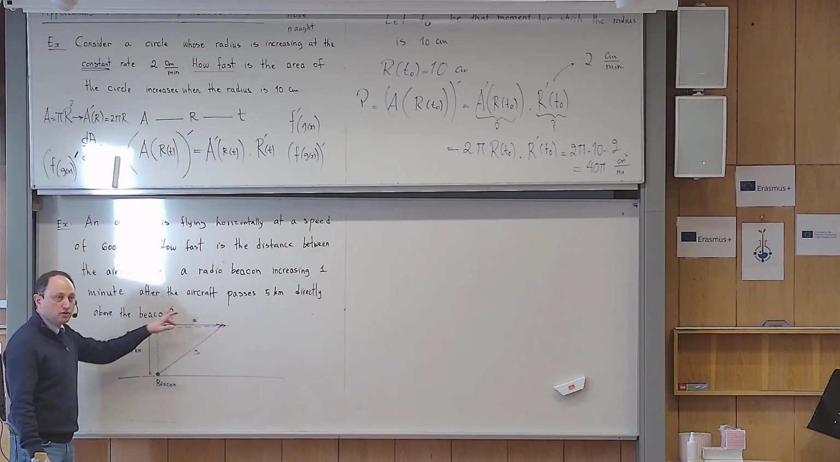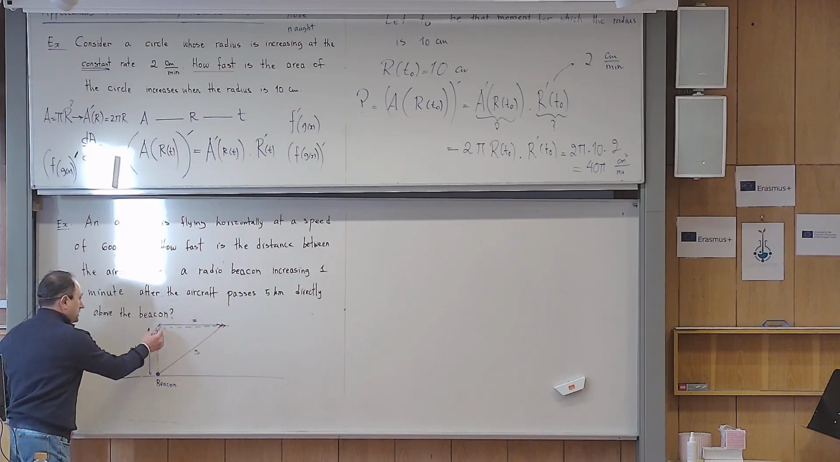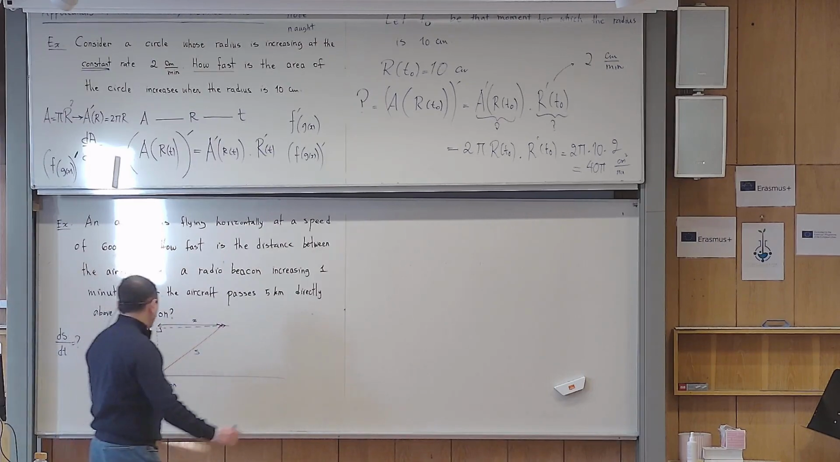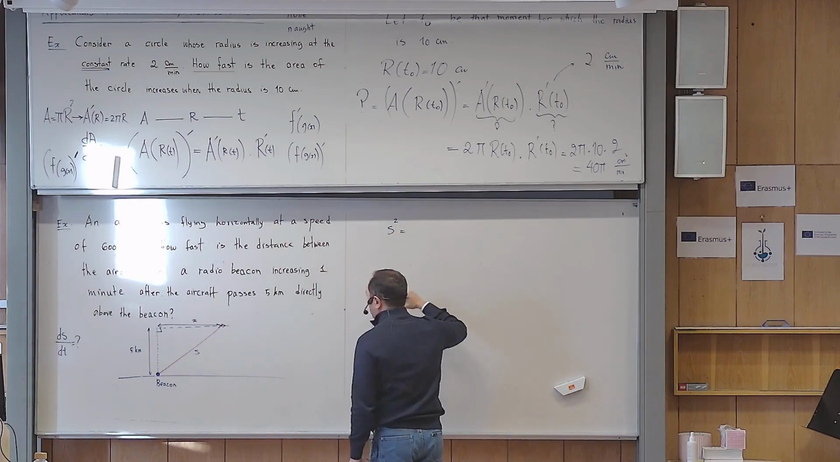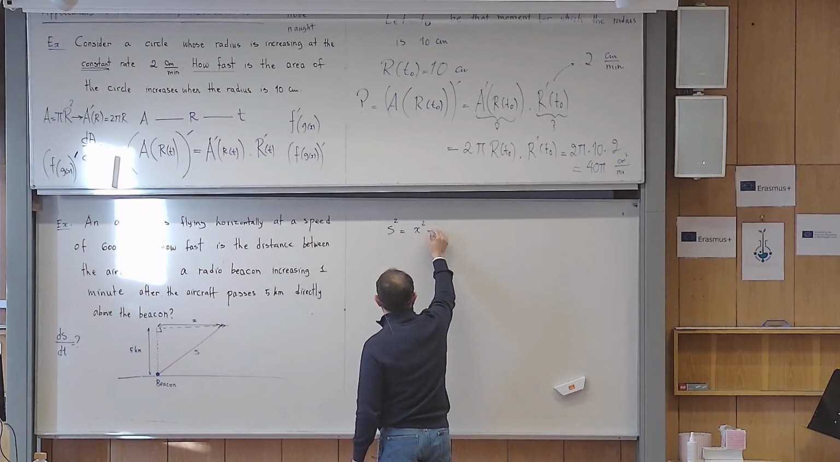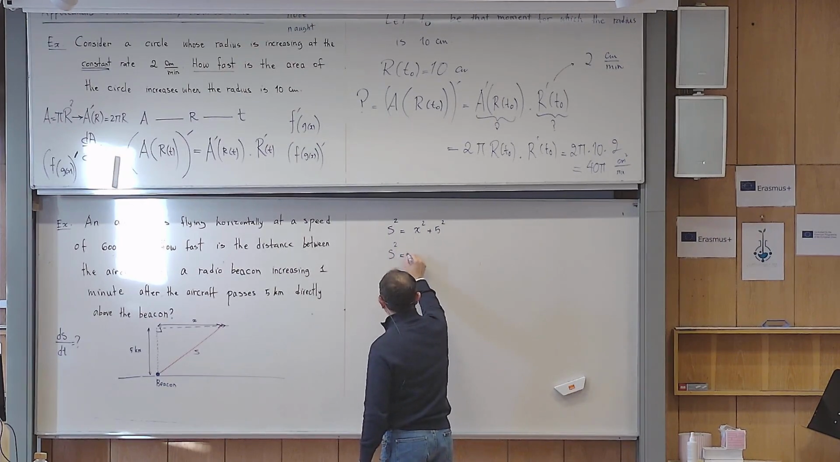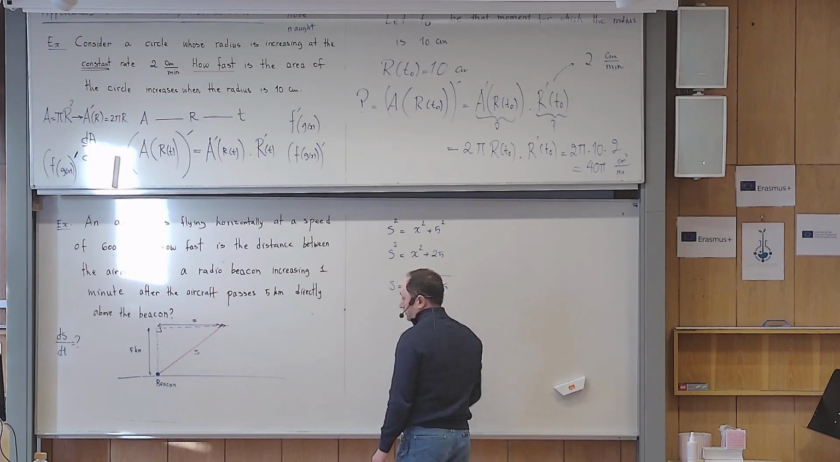I need to connect these quantities. But the connection is extremely simple because that's a right angle triangle. So what should I write? I write s squared is equal to x squared plus 5 to the power of 2. So s squared is x squared plus 25. I am looking for s. S becomes the square root of x squared plus 25.